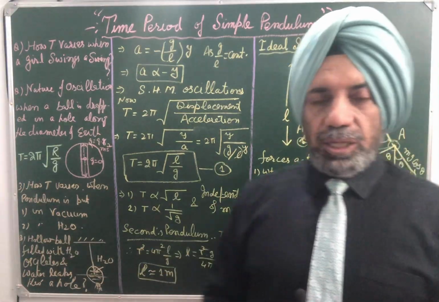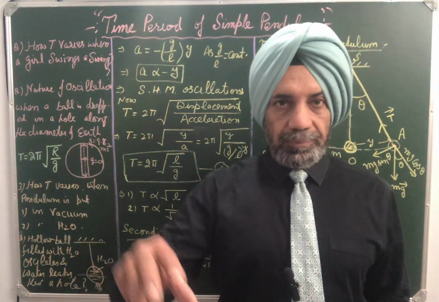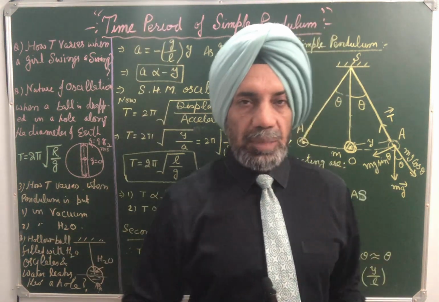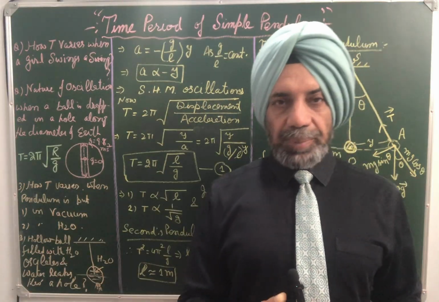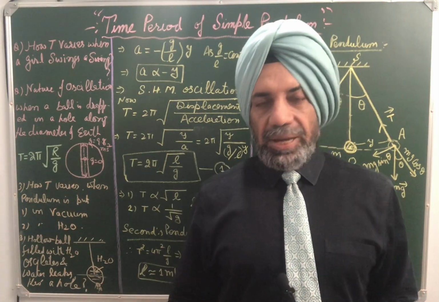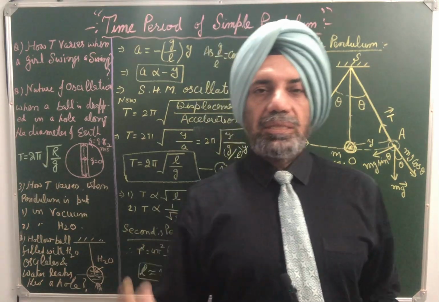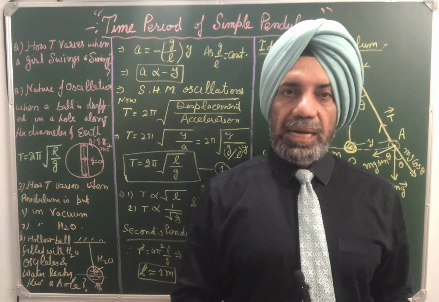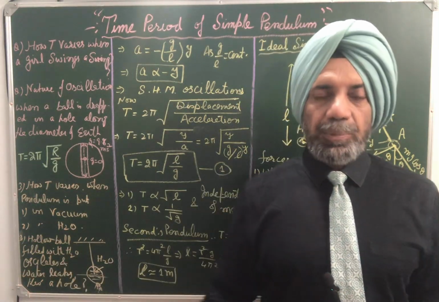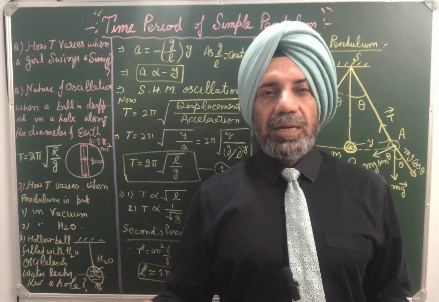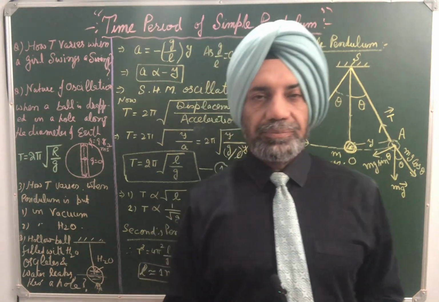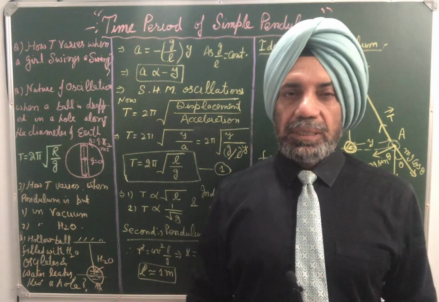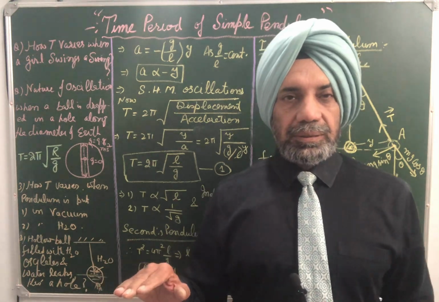Another important question: suppose we have a hollow ball filled with water suspended from a rigid support with the help of a string, and it is made to oscillate like a simple pendulum. It has some time period of oscillation. Now a fine hole is made at the bottom of the ball, so that water starts coming out of the ball while it is oscillating. What happens to the time period of oscillation when a small hole is made at the bottom of the ball?